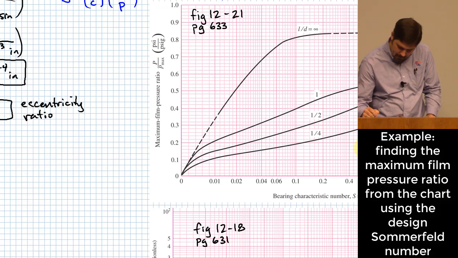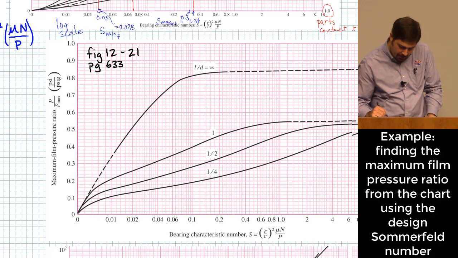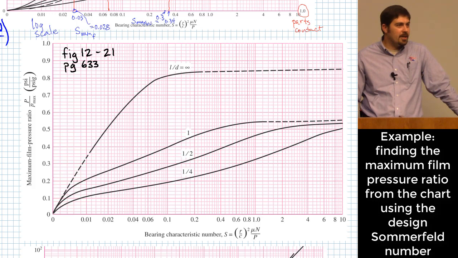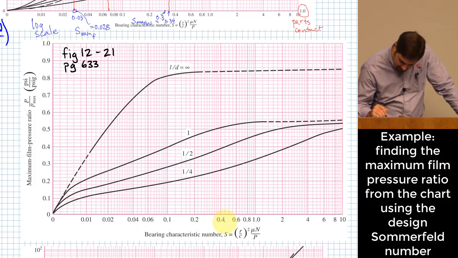If we come down in here, we see another chart, figure 12-21, if you're in edition 10, page 633. Now that we've established our bearing characteristic number, the rest of these charts end up pretty easy for us to use. We start with knowing that bearing characteristic number of 0.0676, I believe is what we had.